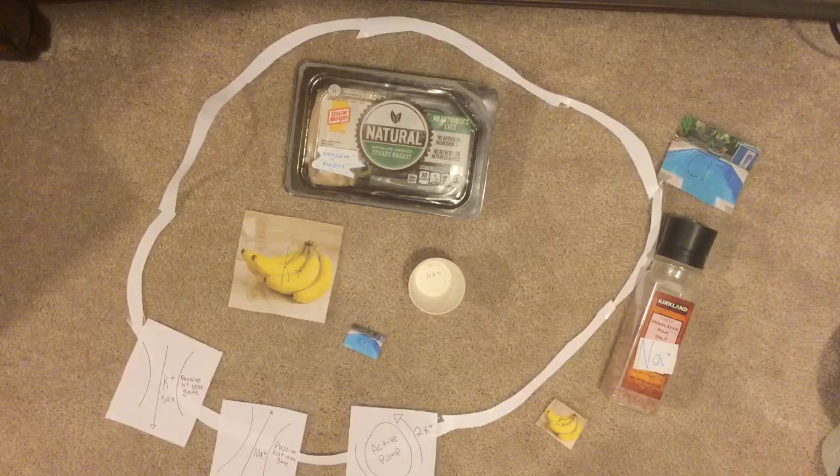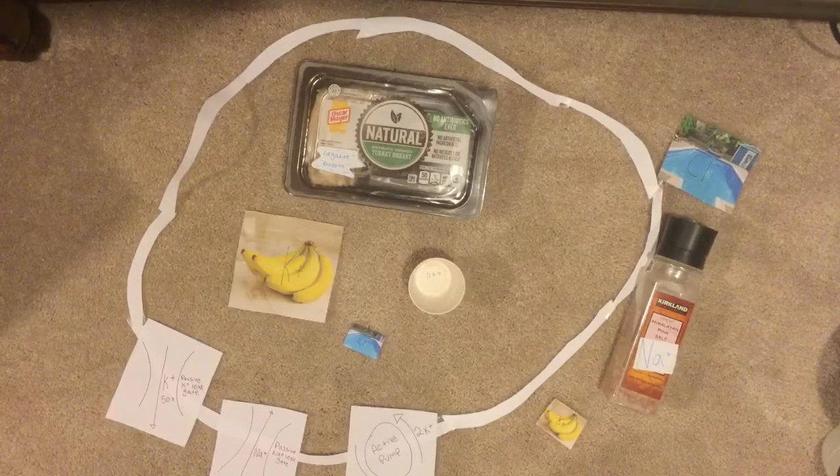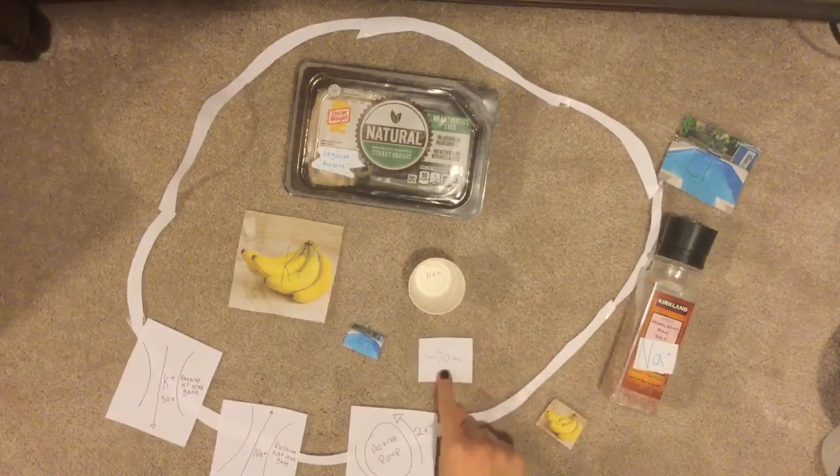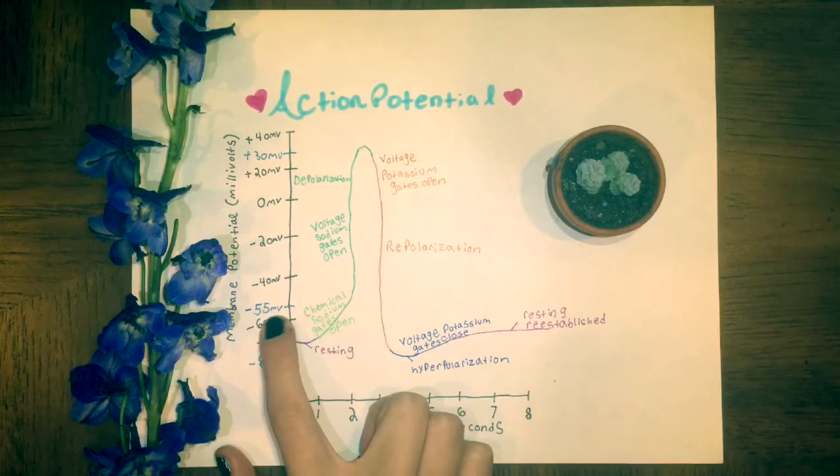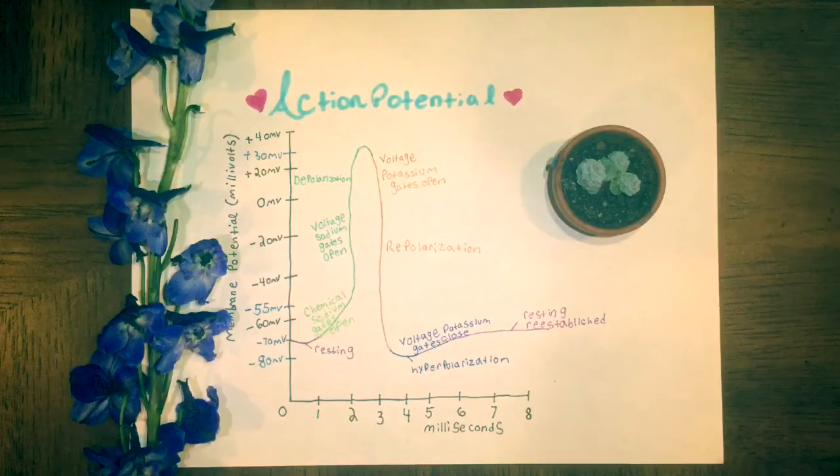Overall, the membrane is shedding positive, so the overall charge of the cell membrane is a negative 70 millivolts. It's negative on the inside and positive on the outside, which means it's polarized. The cell will reach negative 55 millivolts when it receives a message from another neuron. This is because sodium rushes in due to a sodium chemical gate opening.